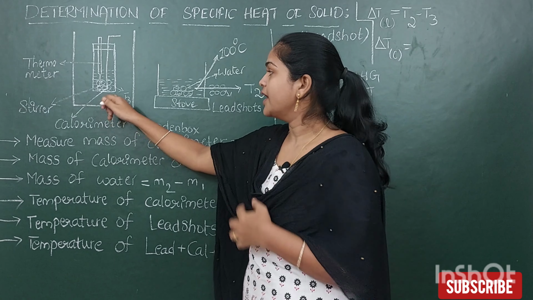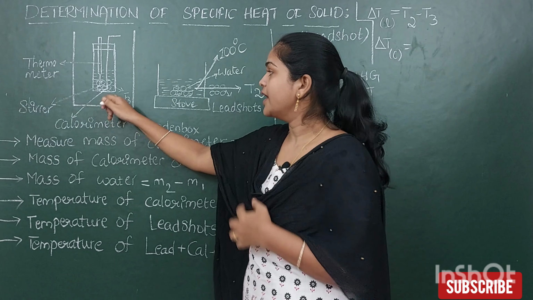The mass of lead shots we forgot to calculate. Yes, so let's measure it. The mass of lead shots, when you know the mass of lead shots, water and calorimeter, that is M3. So when you get this M3, if you subtract the values of calorimeter and water, what will you get?